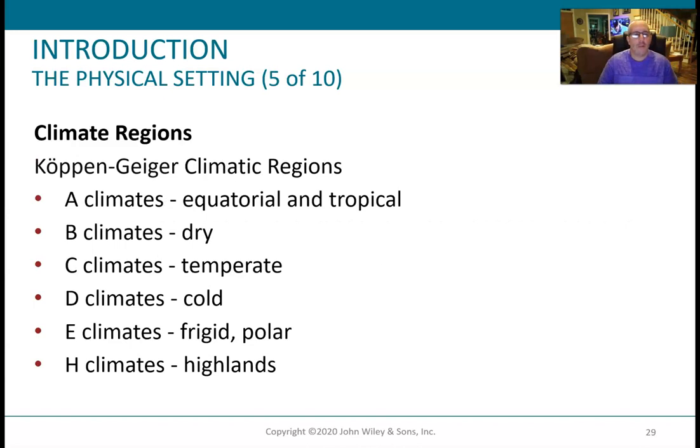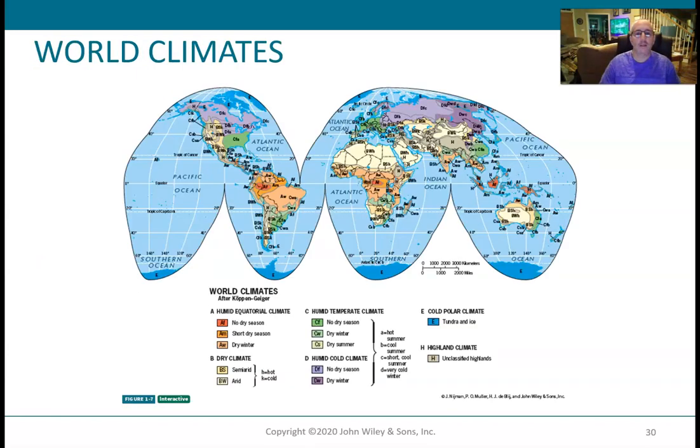So climate, we have climate regions. Again, I'm not going to go into great detail on this. I want you to read this in your textbook, but they're basically categorized in these primary regions. You've got your equatorial and tropical, dry climates, temperate, which we're in, cold, frigid polar, and then highlands, like the Himalayas and the high plains of the Himalayas.